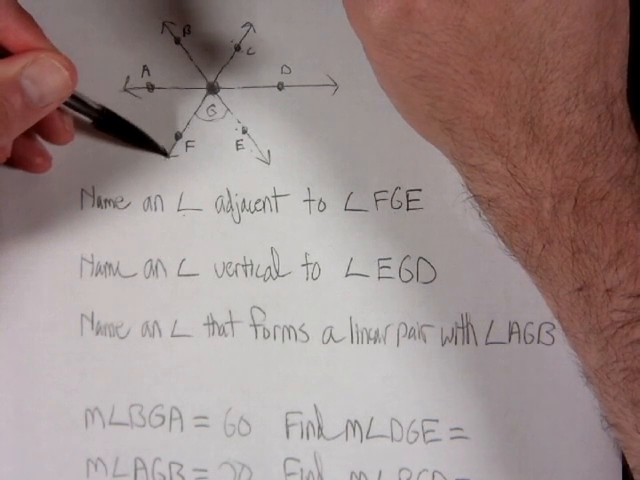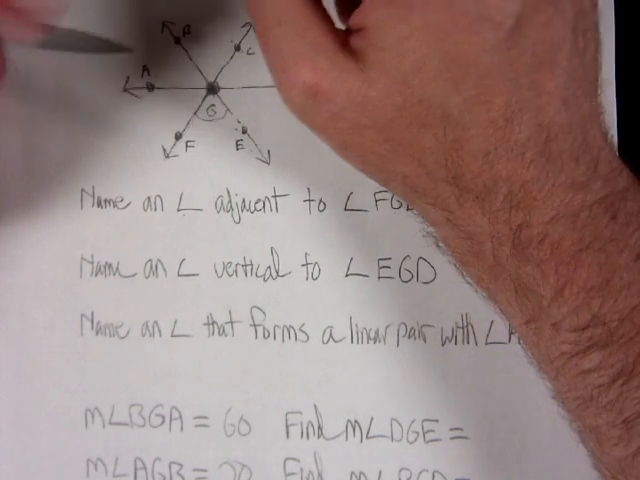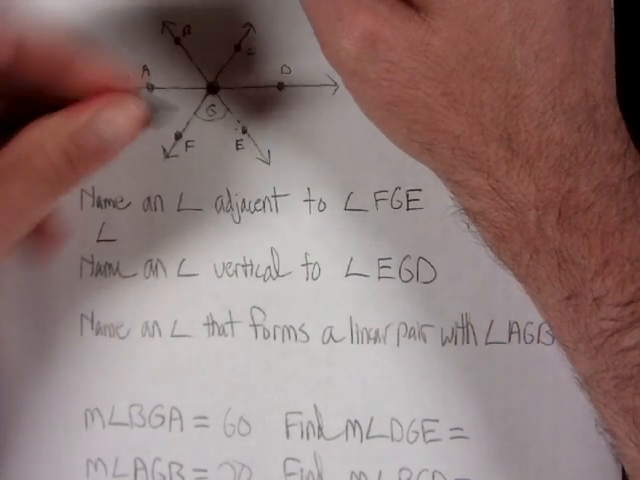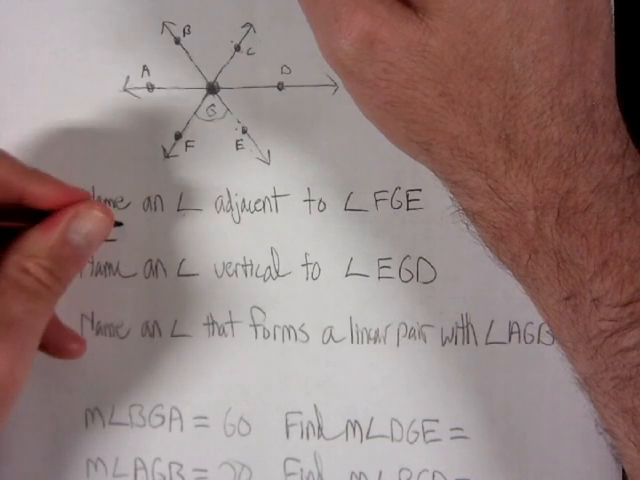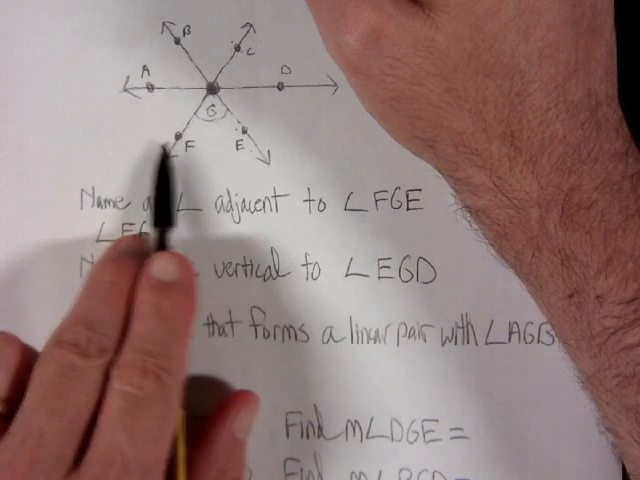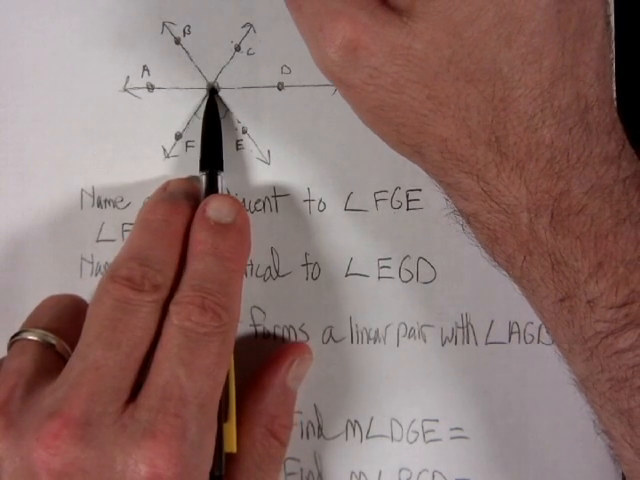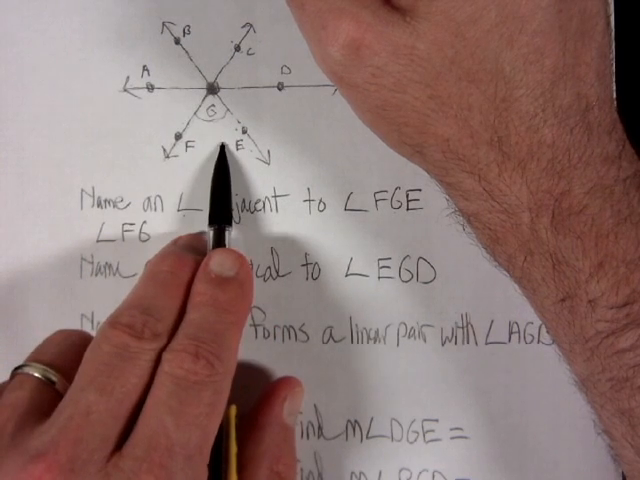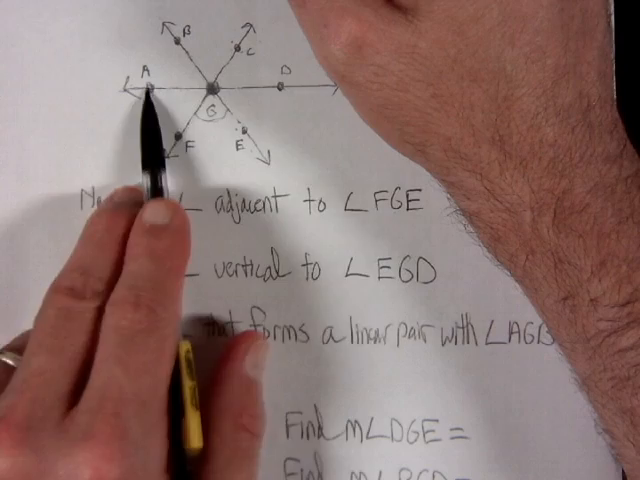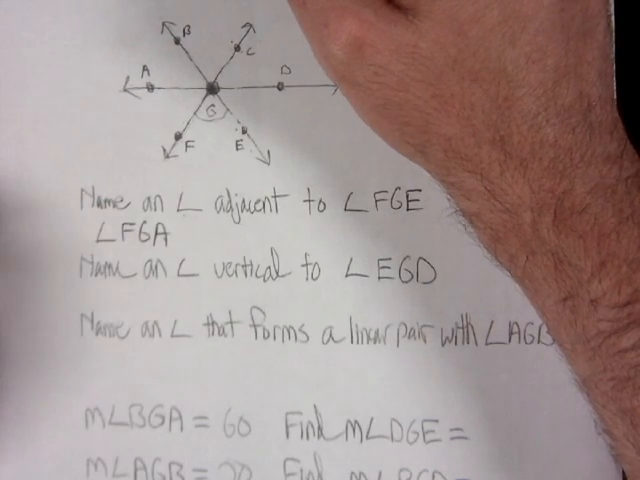Okay? So if I start off with this as one of my sides, I've already got 2 out of the 3 letters in the angle that's adjacent to it. So it's got to be angle FG something. And all you've got to do, because remember, it's got to be connected to one side of the angle, is finish the angle in a direction that doesn't cause overlap. So we can call it angle FGA. That would be one angle that is adjacent to angle FGE. All right, that's one of them.